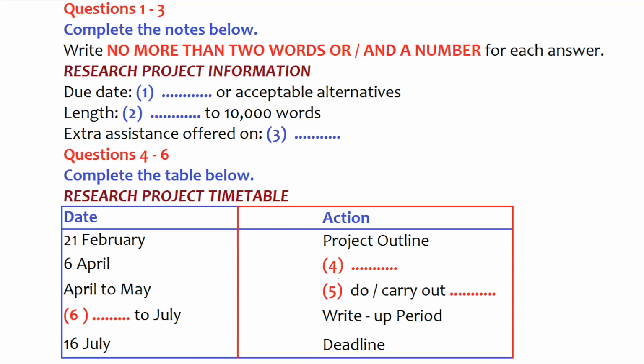And when should we be doing the research? Well, that's over a 1-month period, essentially April to May. And the write-up? Well, you need to do quite a bit of research before you get going on your writing, so that's really May to July, with a due date for handing in on the 16th. Any more questions?